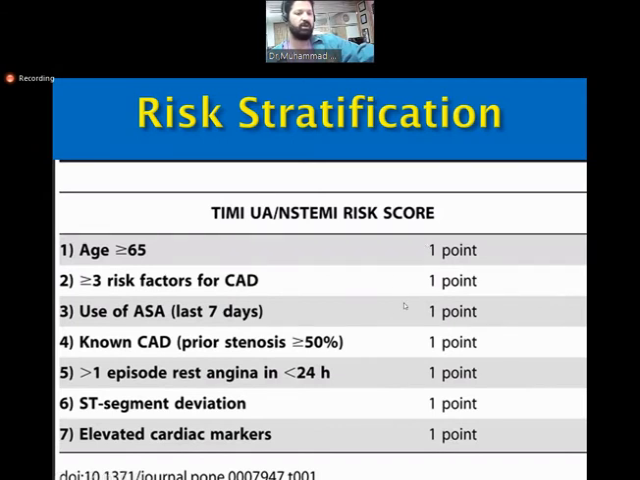So the maximum score is 7 and the minimum score is 0. Based on these parameters, which contain your history, labs and ECG, this will help you stratify your patient as high risk, intermediate risk, or low risk. Based on this risk scoring, we will individualize which patient should be taken to the cath lab early, and which patient shouldn't be, and do other tests before taking him to the cath lab.